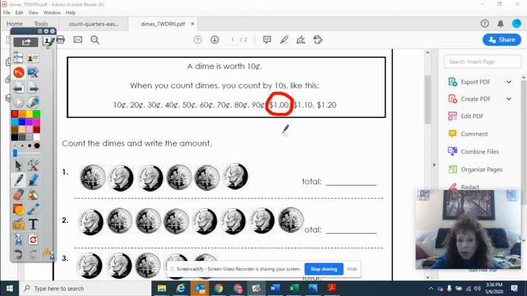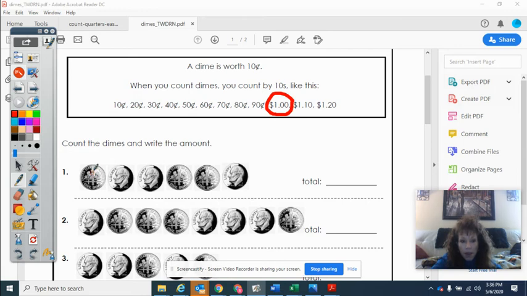For example, we'll do this first one. Let's count the dimes, and we're going to write how much money there is. But we're not going to use the cent sign. We're going to use a dollar sign, because when you get to counting money with dollars, it's just going to be easier if you're in the habit of using dollars and the dollar sign. Okay, so let's count number one. Let's count the dimes by 10.